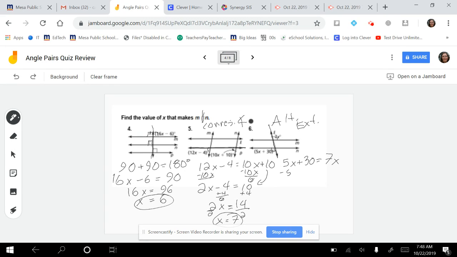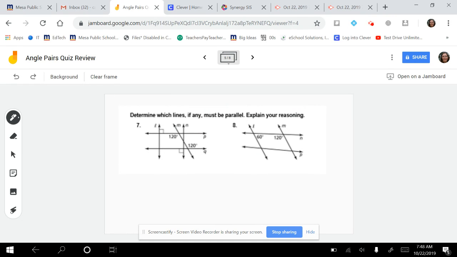Subtract the 5x from each side. Bring down that 30. And then I divide each side by 2. 2 divided by 2 is 1. 30 divided by 2 is going to be 15.